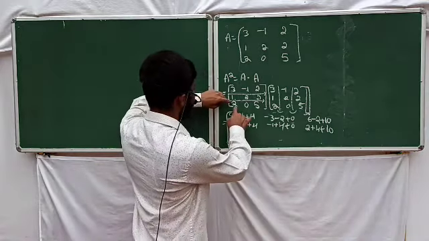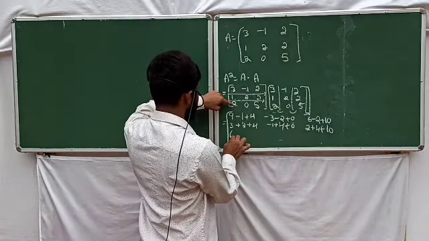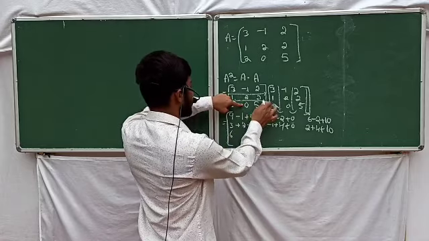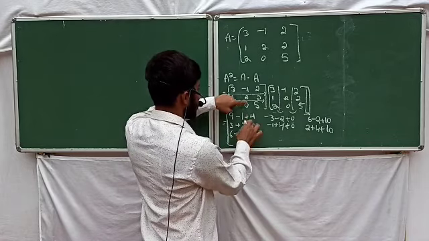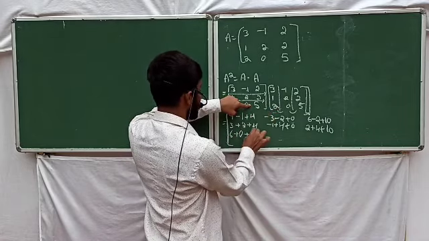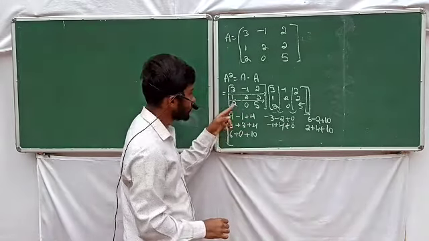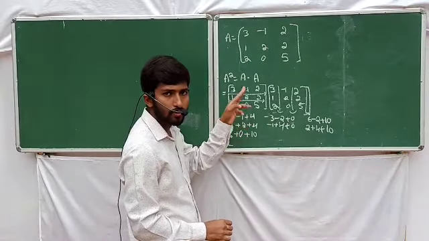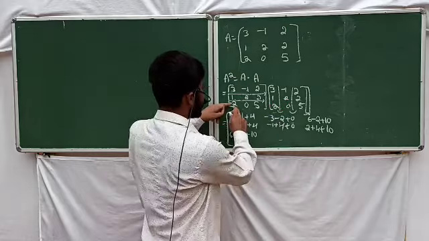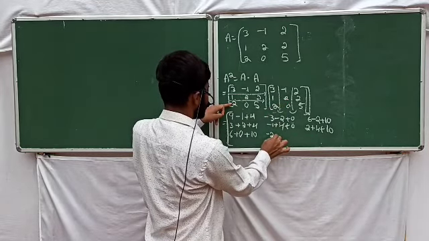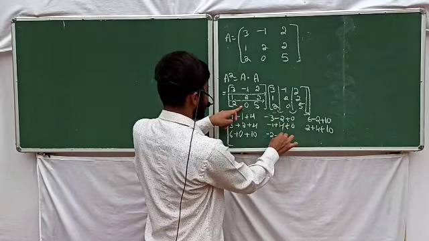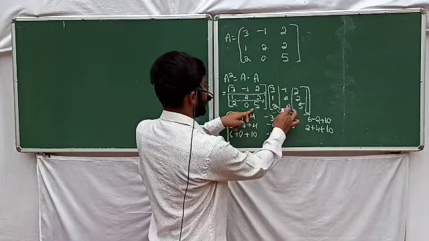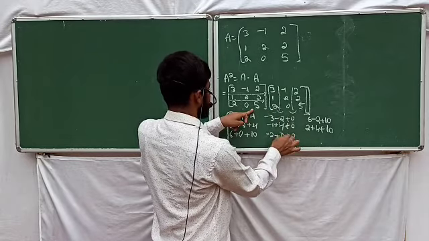See here, 2 into 3 is equal to 6. 0 into 1 is equal to 0. 5 into 2 is equal to 10. Next, row 3 into C2. 2 into minus 1 is minus 2. 0 into 2 is equal to 0. 5 into 0 is equal to 0.